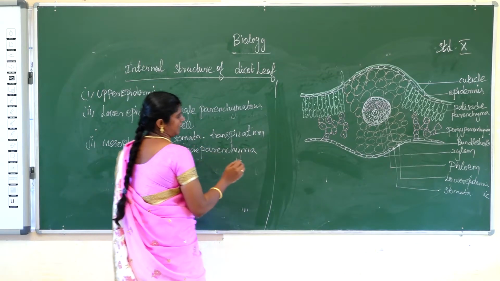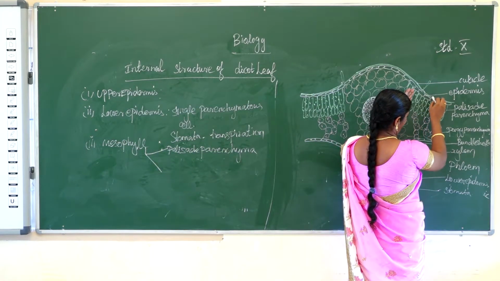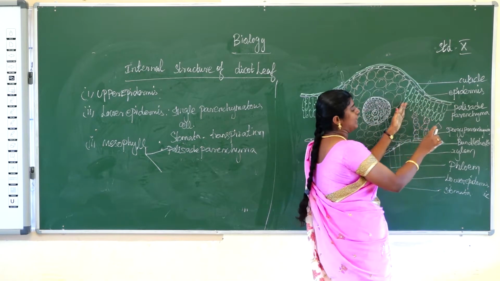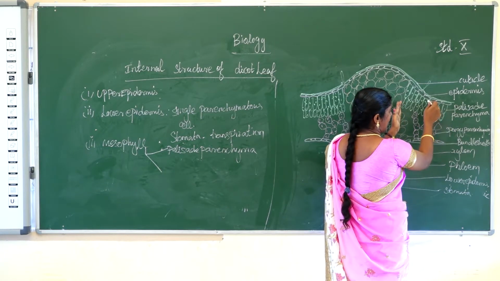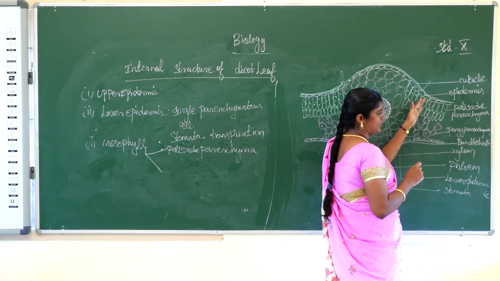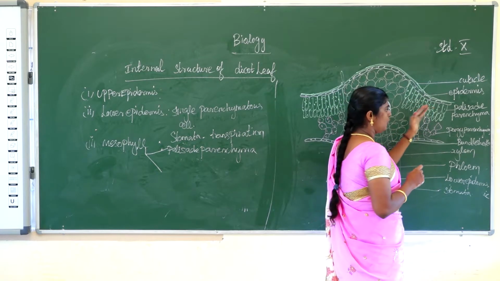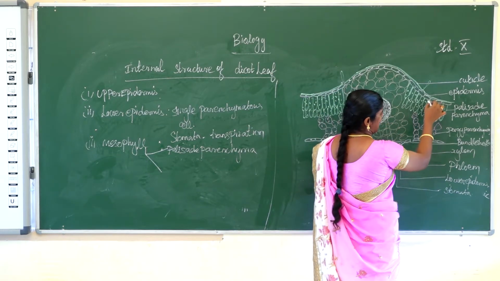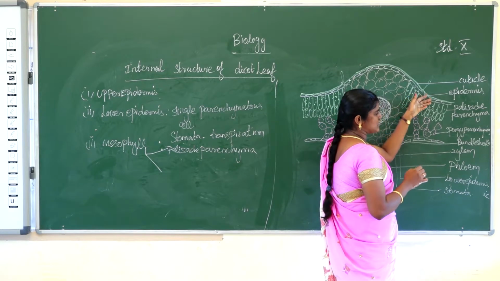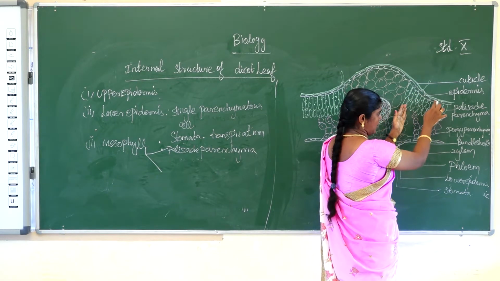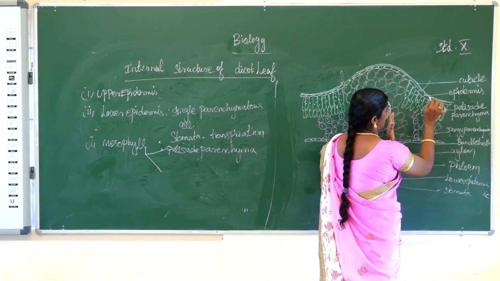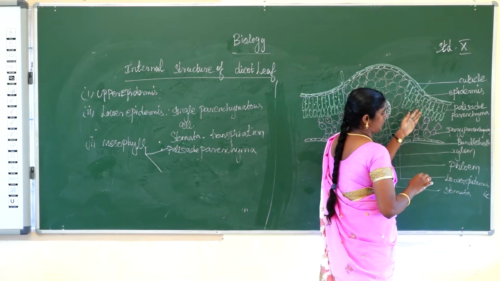Palisade parenchyma is found just below the upper epidermis. It is made of elongated cells. The cells do not have intercellular spaces. The cells have chloroplast. What is the use of the chloroplast? It is involved in the photosynthesis process.